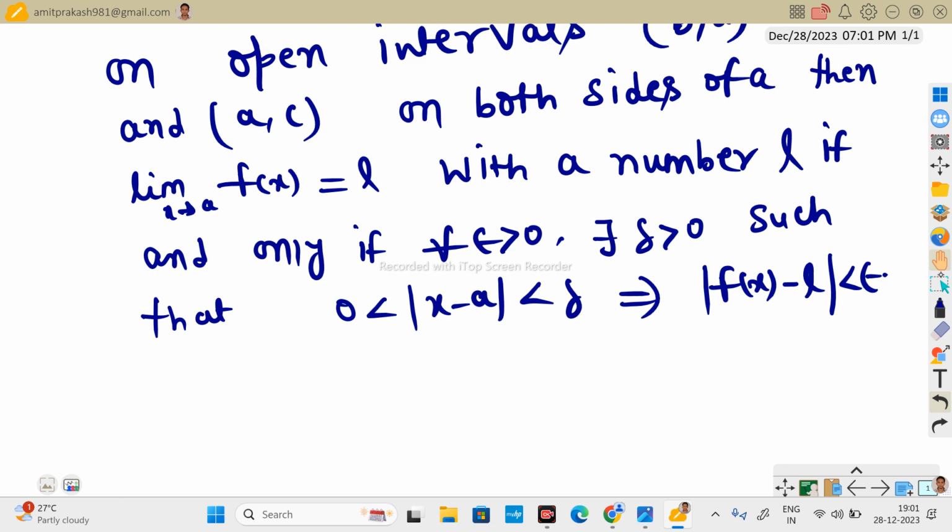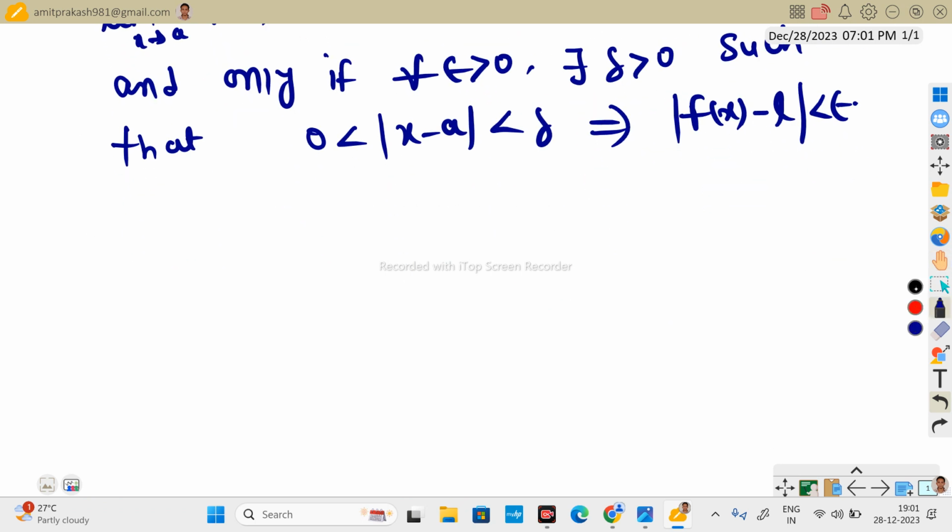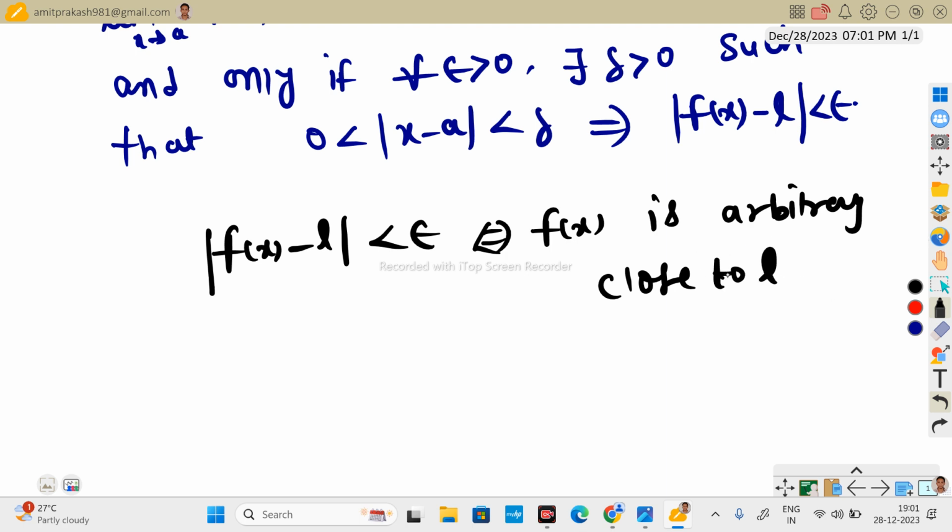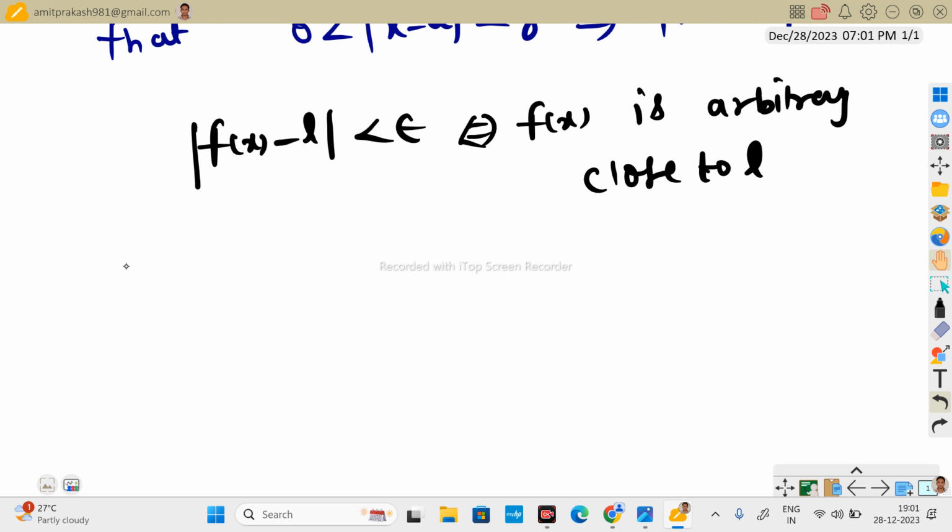Now let us see what these definitions mean. First, |f(x) - L| < epsilon means f(x) is arbitrarily close to L. So we can make f(x) arbitrarily close to L by choosing epsilon, for arbitrary epsilon greater than 0.